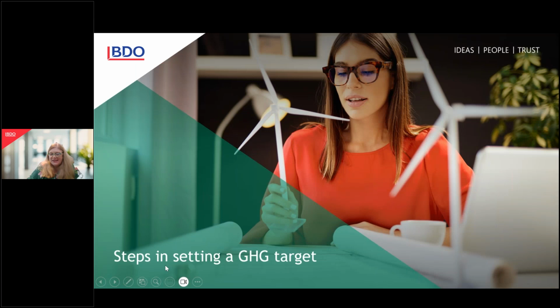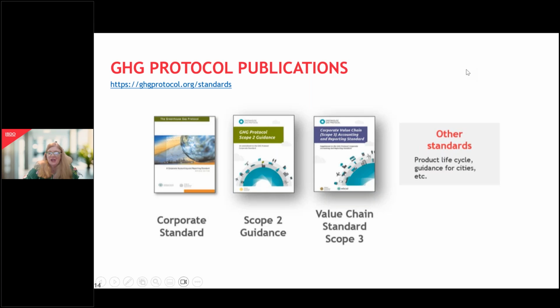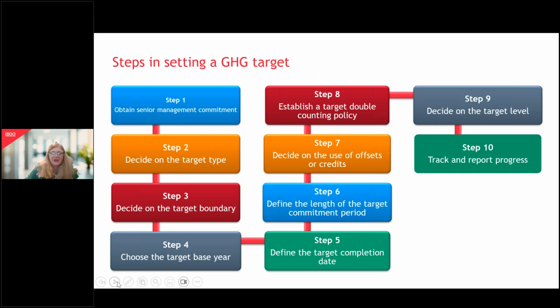So steps in setting a greenhouse gas target. Now, I've previously covered some of this, but I wanted to recap it before we look at some decarbonisation strategies. So when we look at determining a baseline, but also setting targets, always go back to our greenhouse gas protocol publications, and there's a link to the protocol there. Now, as set out in the greenhouse gas protocol, there are 10 steps to set a greenhouse gas target. And I would work through these methodically and document every step of the way.